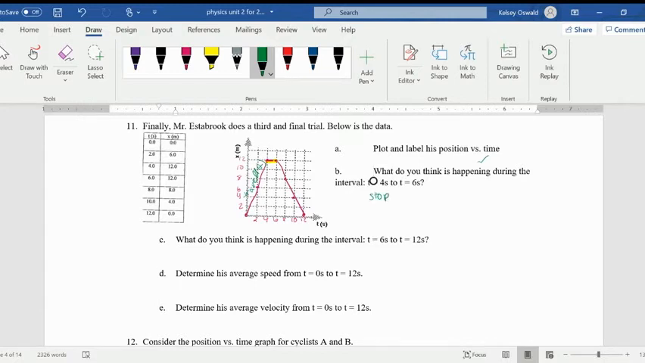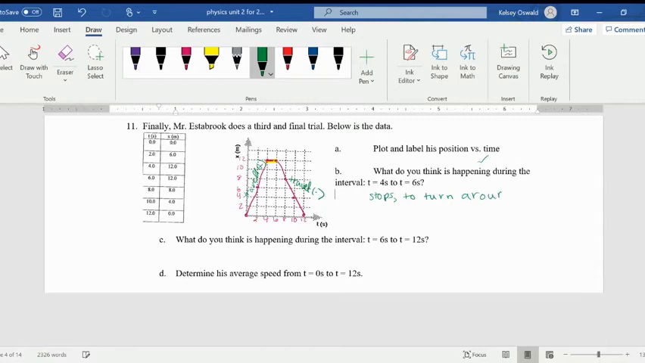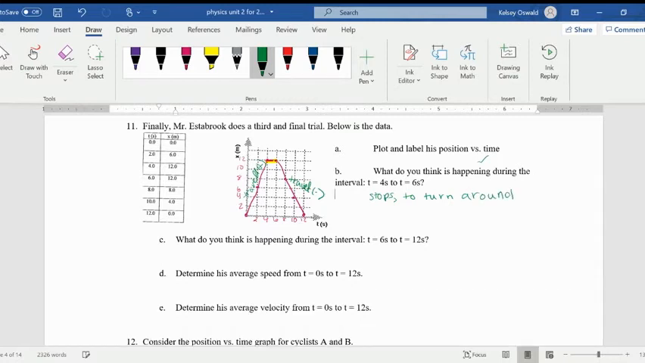Okay. However, if you look at 6 to 12 seconds, here our positions are decreasing. Now that means he's traveling backwards or in the negative direction. So we can see before 4 seconds, he's traveling forward. After 6 seconds, he's traveling backward. So that means he stops to turn around, because our direction changes after our 6 seconds.